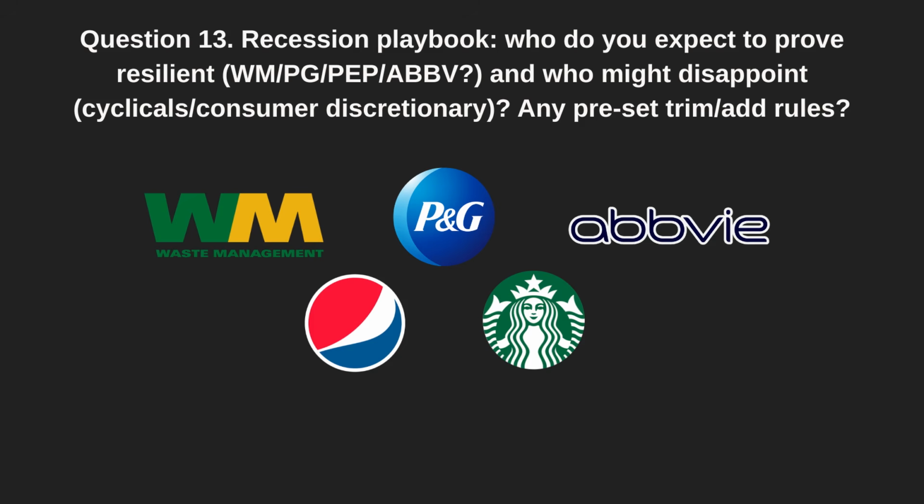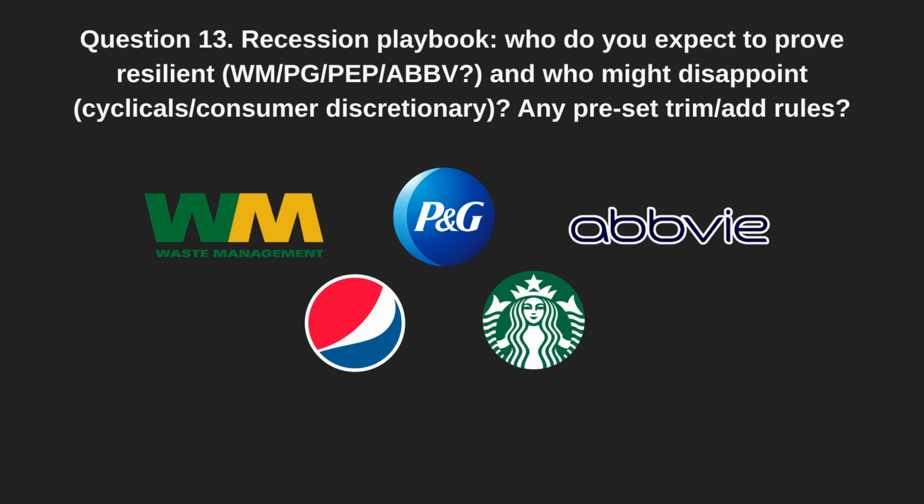Question 13. Recession playbook. Who do you expect to prove resilient? Waste Management, Procter & Gamble, Pepsi, AbbVie. And who might disappoint? Cyclical, consumer discretionary. Any preset trim rules? Well, for the companies mentioned, I believe all will do alright in a recession environment. With Waste Management, people will need their trash to be picked up. For Procter & Gamble, personal care products are always needed regardless of the economy.